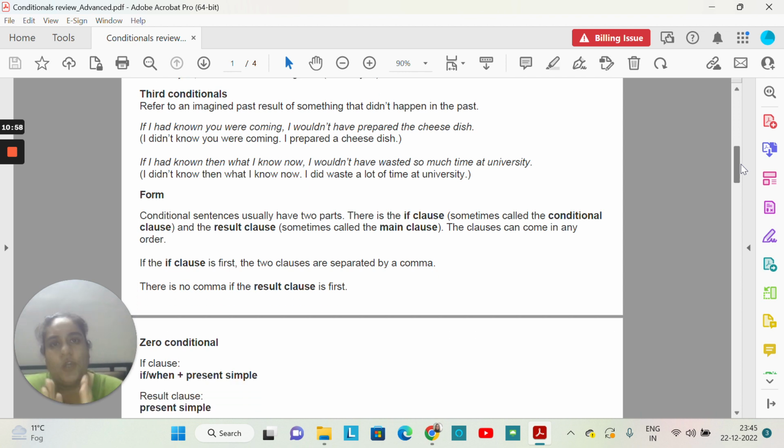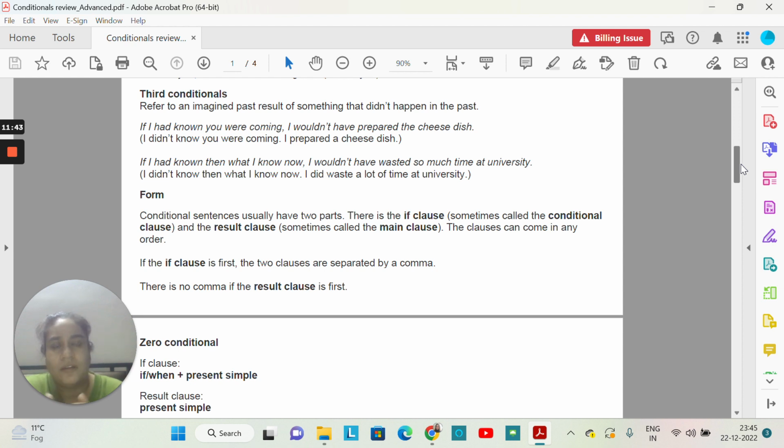Third conditionals. We use this when we are talking about a situation that has never taken place. It never happened in the past. You are referring to an imagined past result of something that never happened in the past. It never took place. Fine, it's pure imagination. Let's go through the examples. If I had known you were coming, again, please notice the first half. Had known. It is past perfect tense. If I had known you were coming, I wouldn't have prepared the cheese dish.